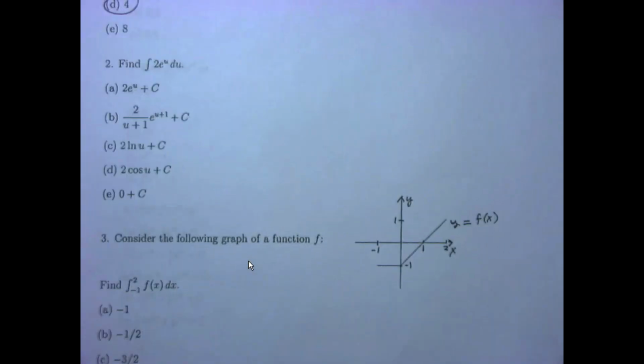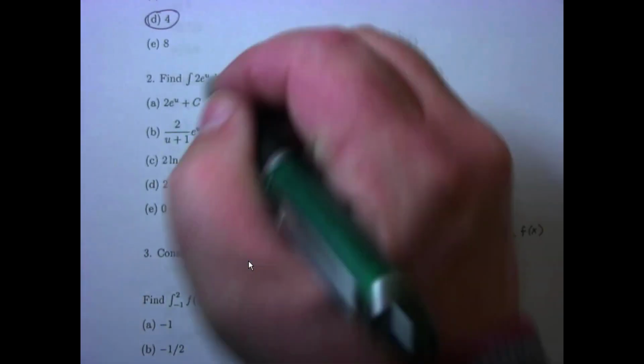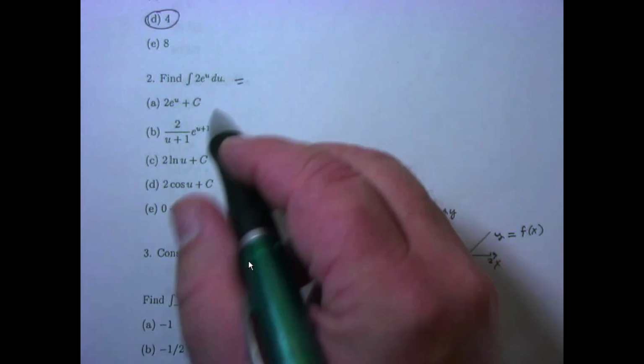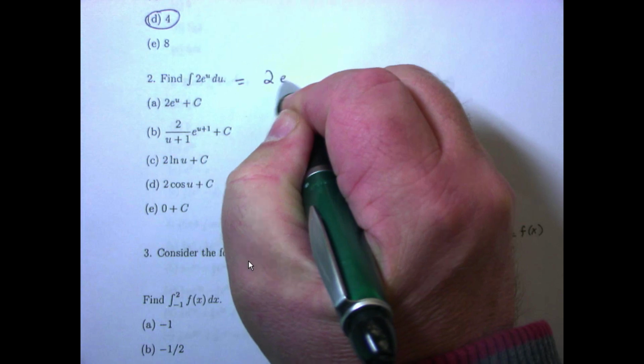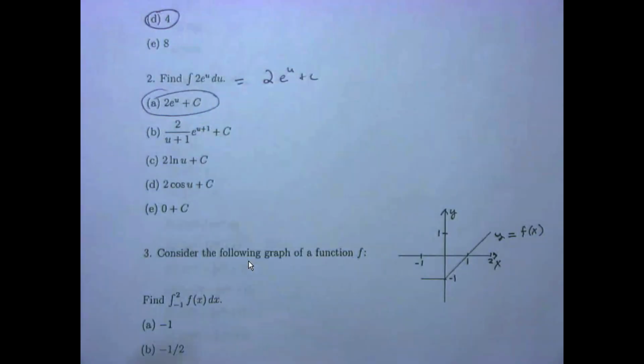So let me blow this guy up so you guys can see him a little better. This one, straight up, better know the formula. And you're going to see a few of these guys on there. Integral of 2 e to the u du. Well, the variable is u. What's the integral of e to the u? E to the u plus c. 2 is a constant, leave it out front. That'll be 2 e to the u plus c, which is which answer? A.